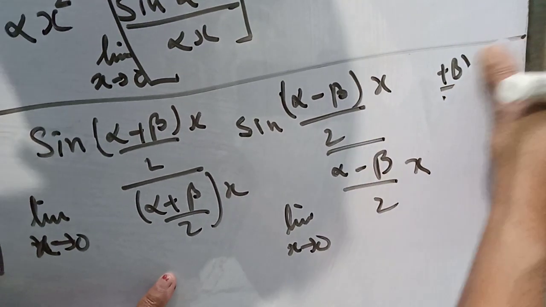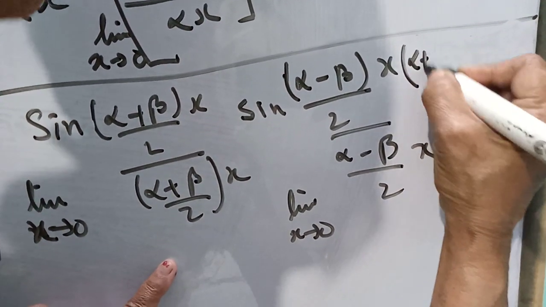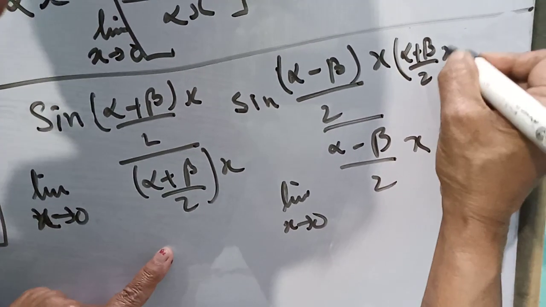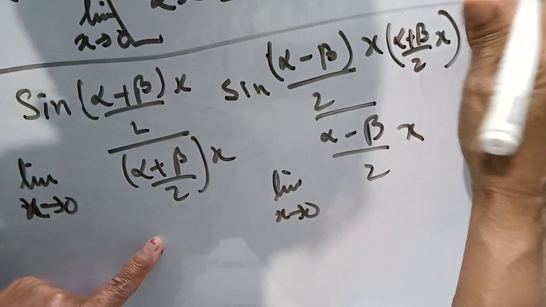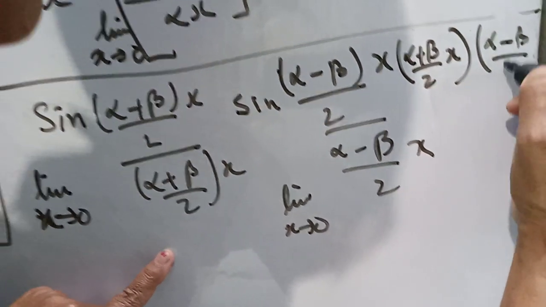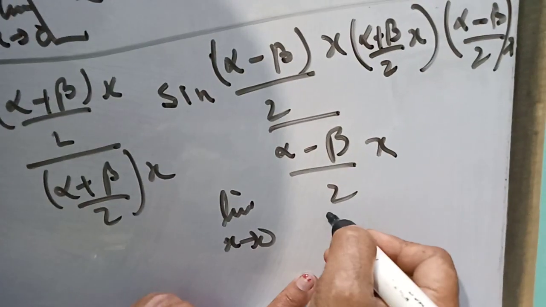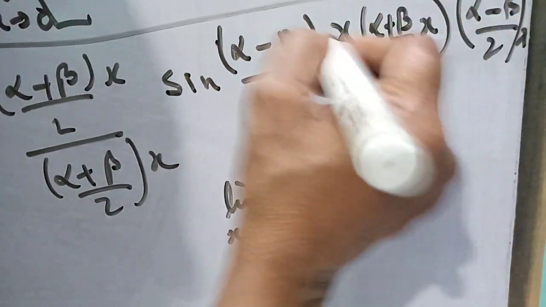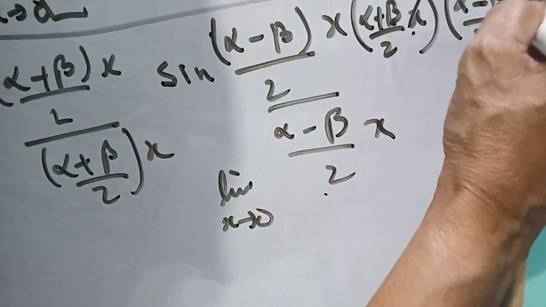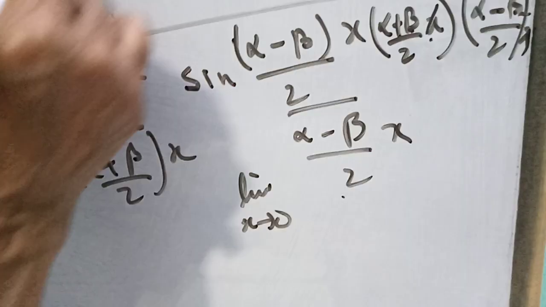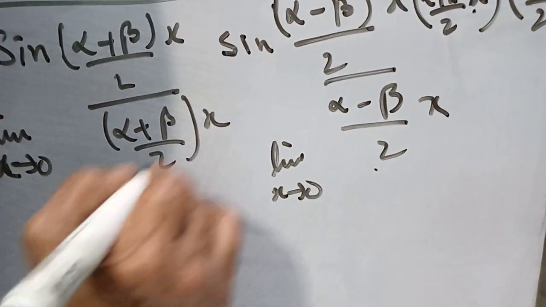See here, I am writing alpha plus beta by 2 into x, and also alpha minus beta by 2 x, because I have divided it, so I have multiplied it. Now this x squared and this x and x squared cancel. So we are left with, this is equal to, this is 1. And this is also 1.